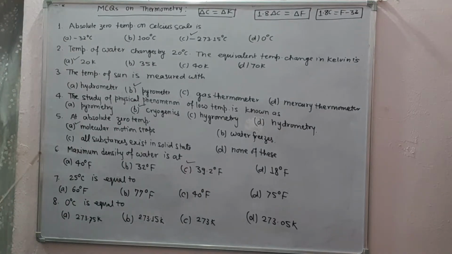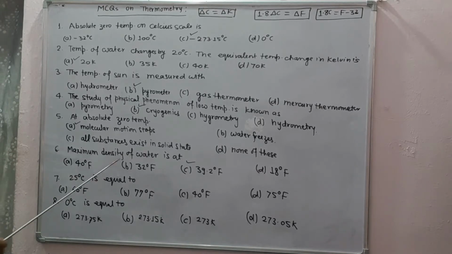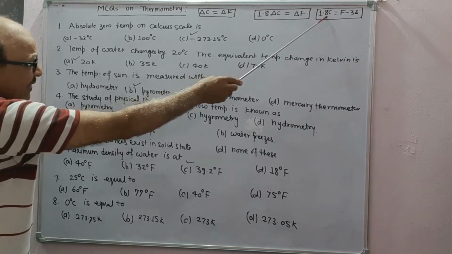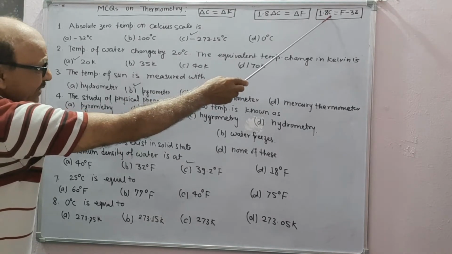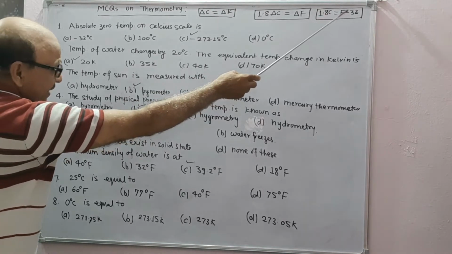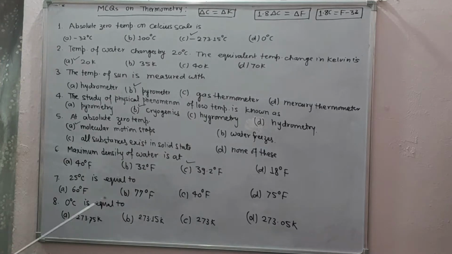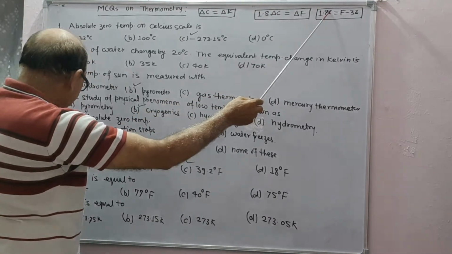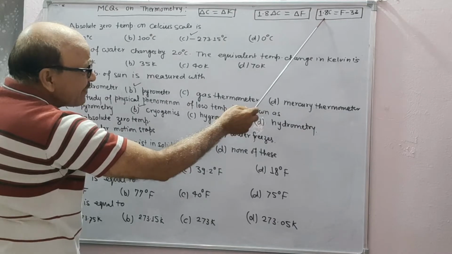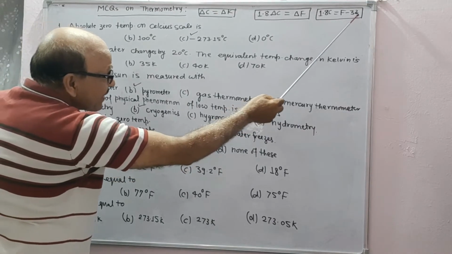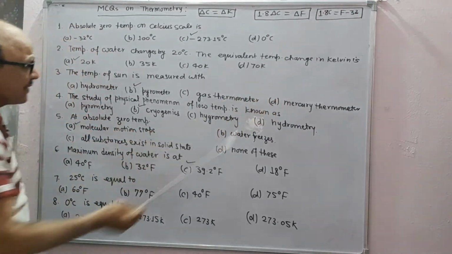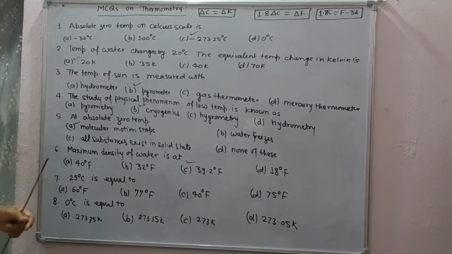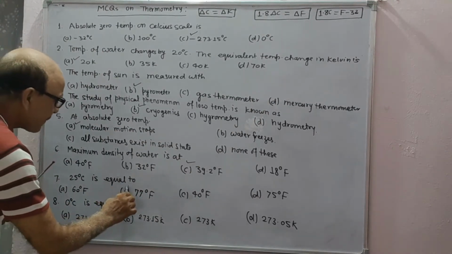Next, question number 7. 25 degrees Celsius is equivalent to, again with the same formula, here C is 25 into 1.8 plus 32. And here again 25 into 1.8 gives 45, plus 32 gives 77 Fahrenheit. The correct option will be B.